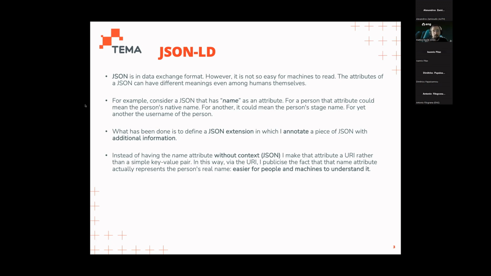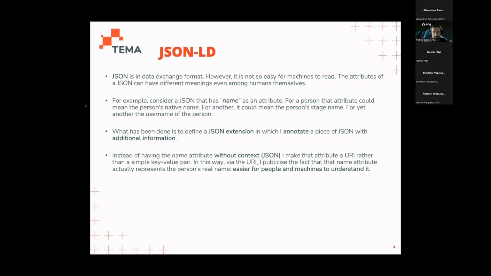For example, in the name, we can have, okay, this is the native name of the person. This is mandatory. So you will not find a JSON without the name key because it's mandatory. Or it has a max length, for example.